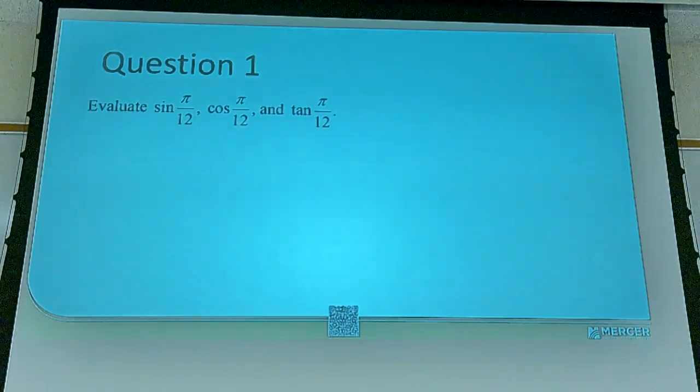The idea, and if you look, pi over 12 is still not on the unit circle. It doesn't show up. So then you want to ask yourself, can you write this as the sum or difference of angles on the unit circle? Because if you can, then use the sum difference identity to find an exact value.